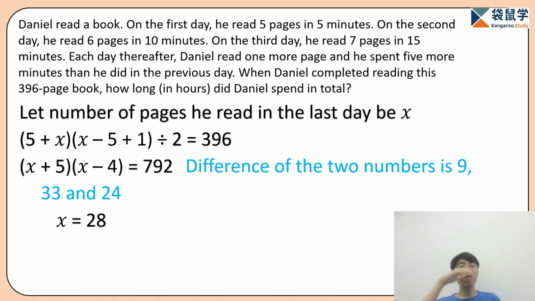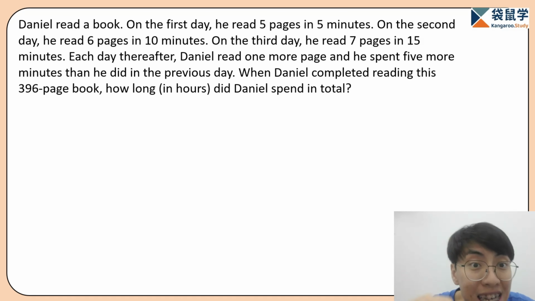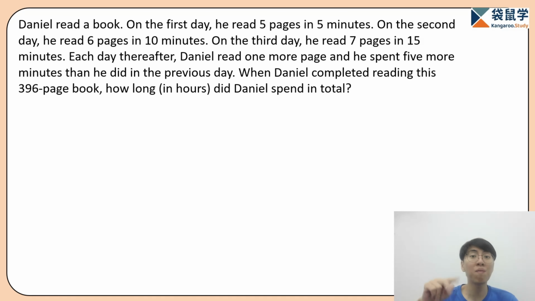Wait, with this information, what else can we do? So we see, on the first day, he read for 5 minutes. The next day, 10 minutes, and so on. Oh, this is also an arithmetic sequence. So, with that being in mind, what can I do? I know that on the last day, because he read for a total of 24 days, on the last day, how many pages do we have? How long would I have spent reading it?